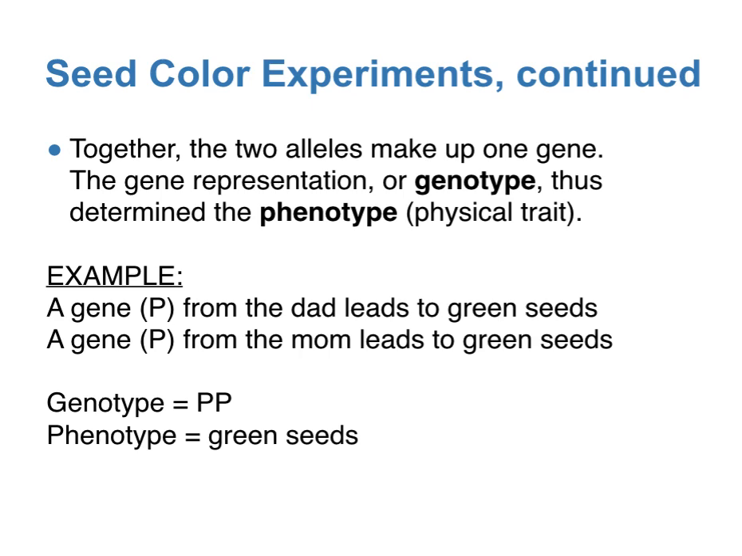That seems like a lot of big vocabulary, but let's just figure it out. So here's an example. A gene, which we'll say is a capital P, from the dad, leads to green seeds. A gene, symbolized by a capital P, from the mom leads to green seeds. Therefore, the genotype is 2 P's. Those are the 2 alleles. And the phenotype, the way it looks, is green seeds. So we represent the genes with the P's, letters, and then we look at the phenotype, the actual seeds, and they're green.